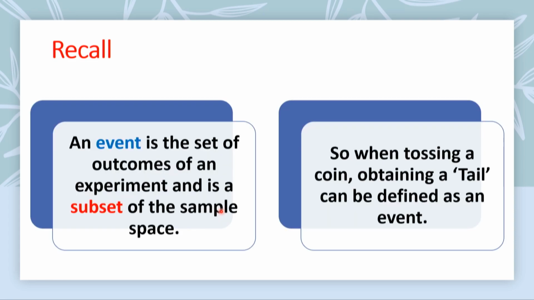An event is the set of outcomes of an experiment, and it is a subset of your sample space. So for example, when you toss a coin, obtaining a tail can be defined as an event. Remember, we have just seen that the sample space will be head or tail. So obtaining a tail will be defined as an event, and it is going to be a subset of your sample space.